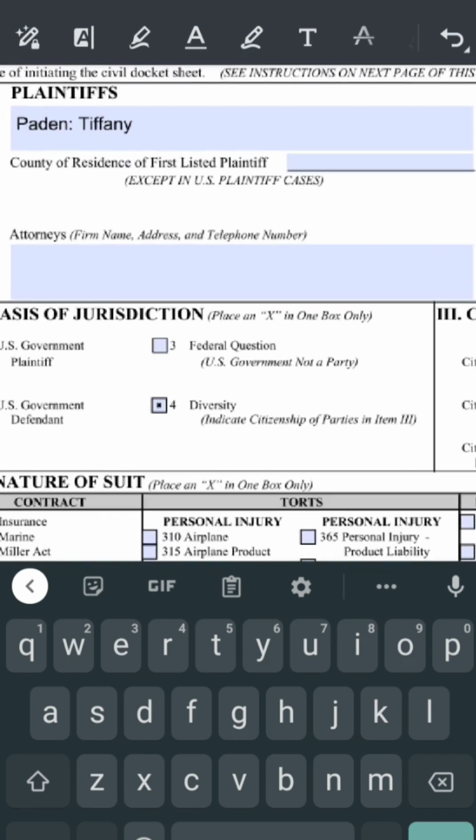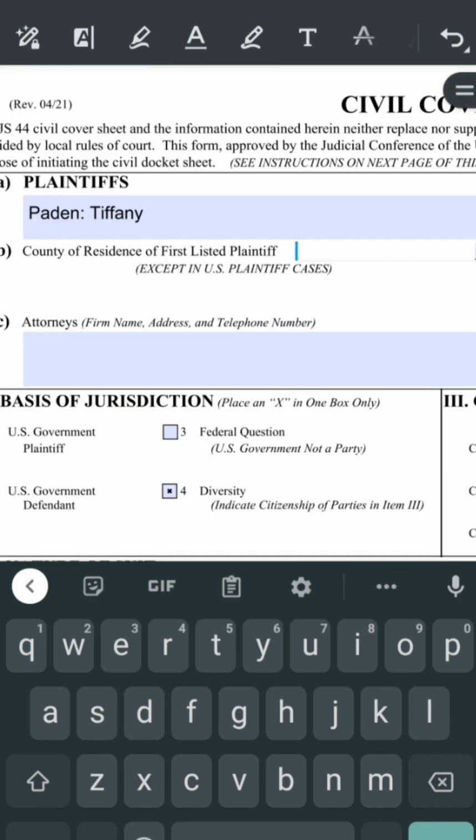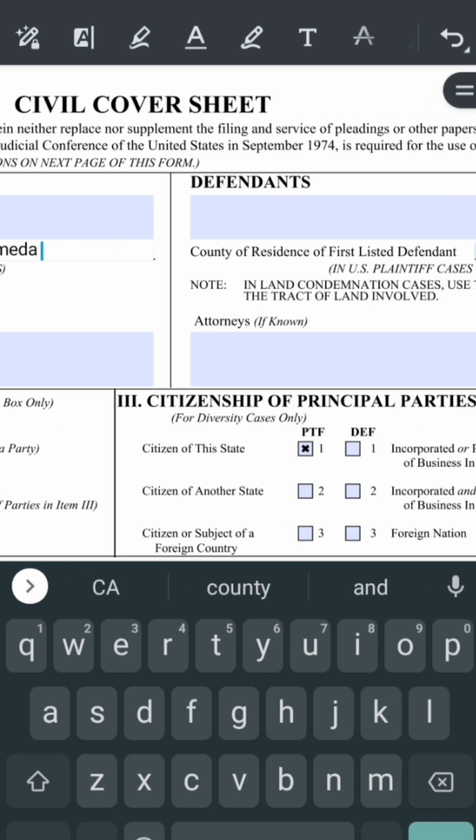Okay, county of residence. The reason they're asking that is because this is all about jurisdiction. They want to make sure that you are in the correct venue and that they have jurisdiction over you, okay? So mine would be Alameda, because that's where I am from, Alameda County.